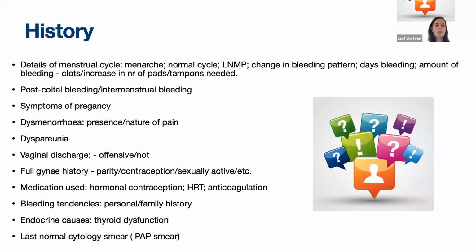Also ask your patient, when do they bleed? Is it intermenstrual bleeding, so in between their period? Is it post-coital, so after sexual intercourse that they bleed? Is it associated with any pain? And then also ask about potential infection. So ask about a vaginal discharge, whether it's offensive or not, and take a full gynae history.